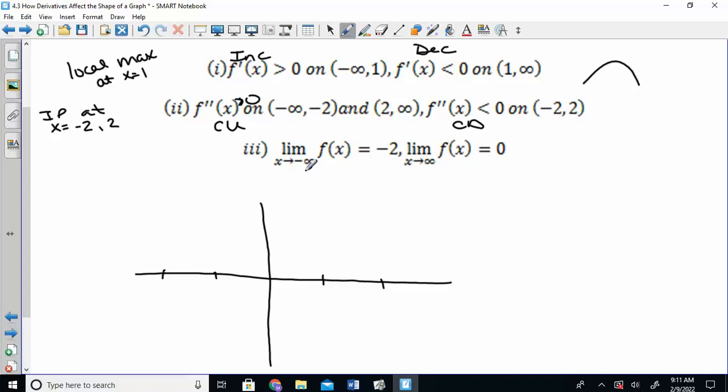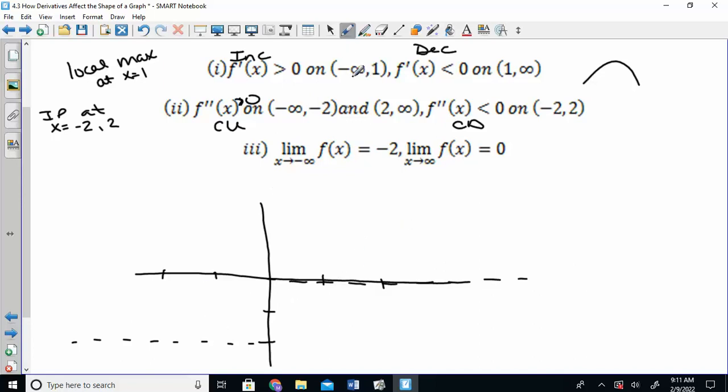All right, third condition. The limit as our graph goes to negative infinity is negative 2. So that's like a horizontal asymptote. When we're going forever in the negative direction, my graph is approaching negative 2. The limit as x approaches infinity of our function is 0. So when we go forever in the positive direction, we're just approaching 0. So we have a couple different horizontal asymptotes here.